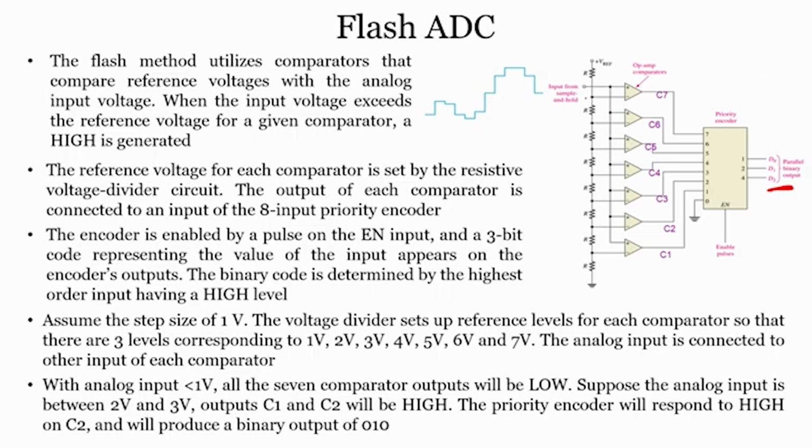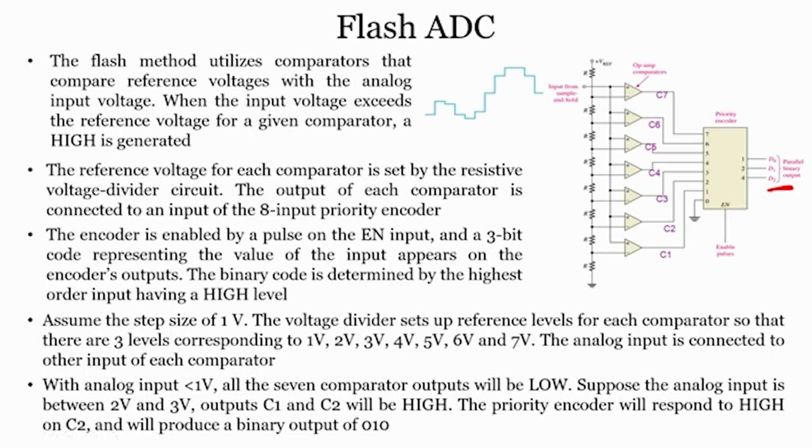Let us see here. The flash method utilizes comparators that compare reference voltages with the analog input voltage, like we discussed. When the input voltage exceeds the reference voltage for a given comparator, a high is generated, right. Because the input voltage is connected to the non-inverting terminal, a high, or 1, will be generated. The reference voltage for each comparator is set by the resistive voltage divider circuit. You can see here the reference voltage. This is nothing but resistors R1 and R2, and if you apply voltage, it is a voltage divider circuit. In the same way you keep on dividing the voltage until here, and that is how the reference voltages are set.